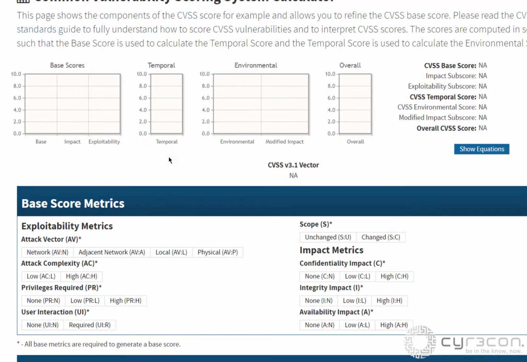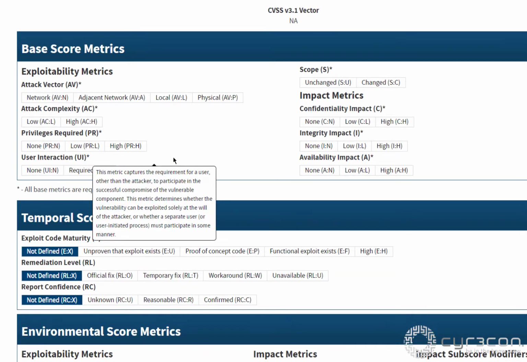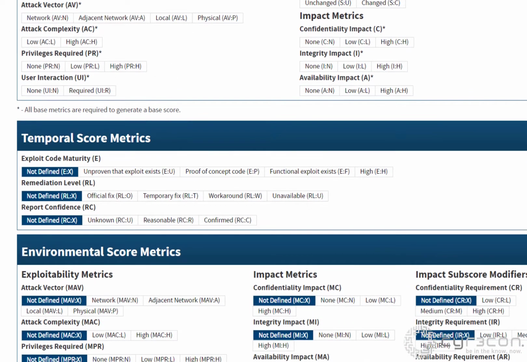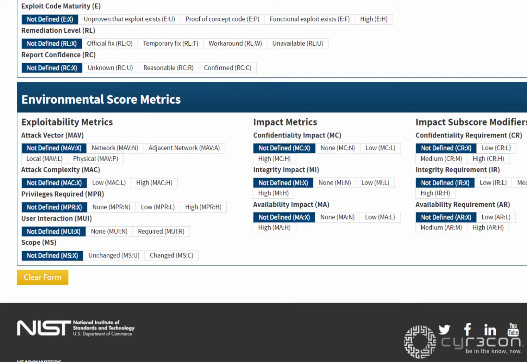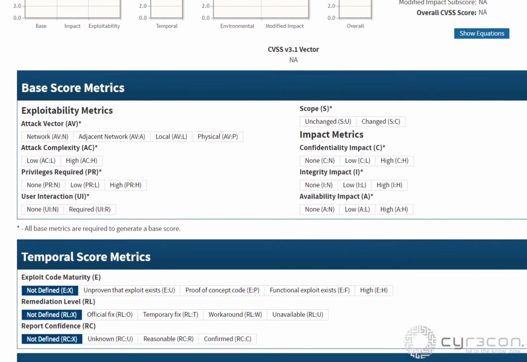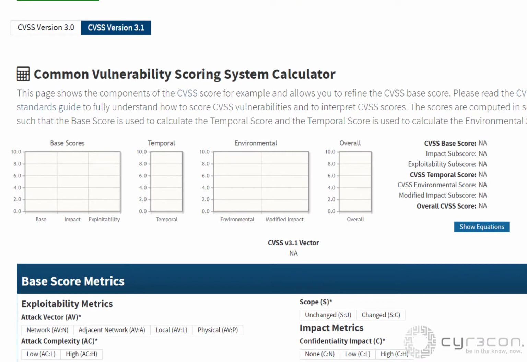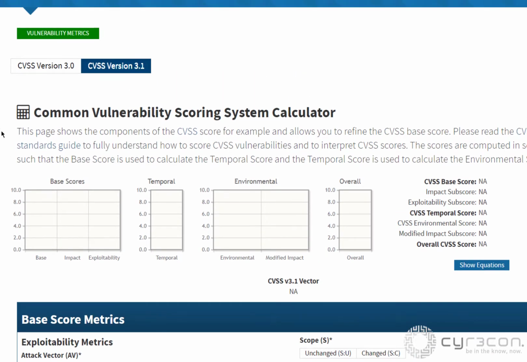So here on the screen, you see the NIST CVSS score calculator. Now, what's going on is various aspects of the vulnerability that the National Institute of Standards has collected are considered together and used in this very simple calculator to determine a score.